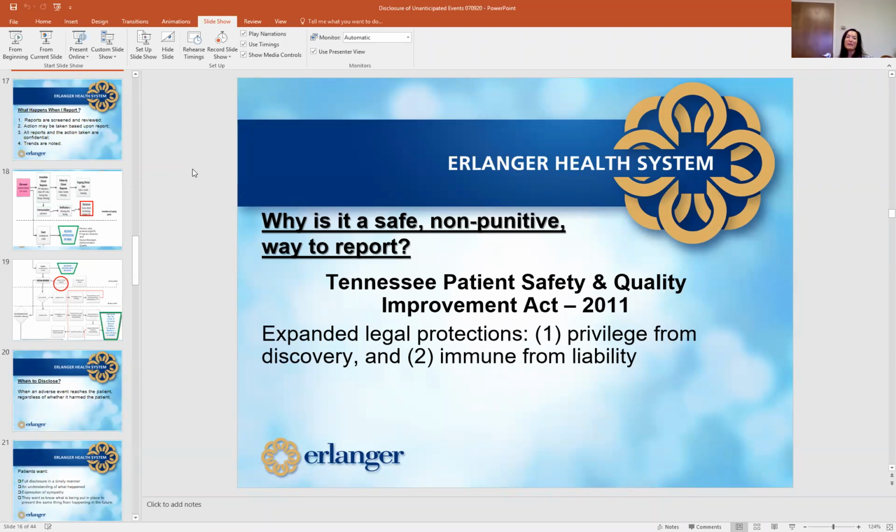For a lot of reasons, mainly because I don't want it discovered if there is a lawsuit down the road, right? But eSafe is our incident reporting system. The whole purpose of it is to quality improve.